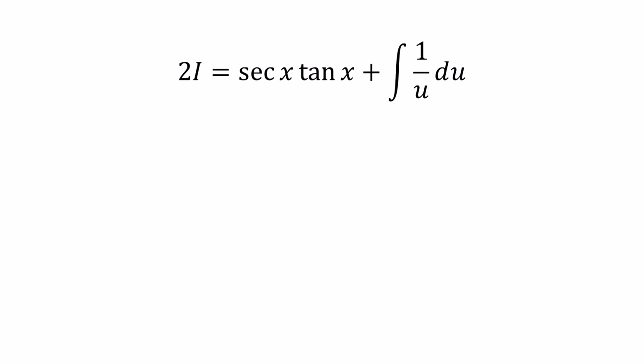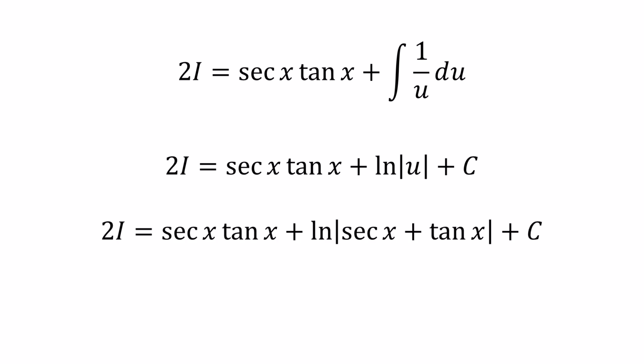Integrating gives 2I equals secant of x tangent of x plus ln absolute value of u plus c. Back substituting then gives 2I equals secant of x tangent of x plus ln absolute value of secant of x plus tangent of x plus c.